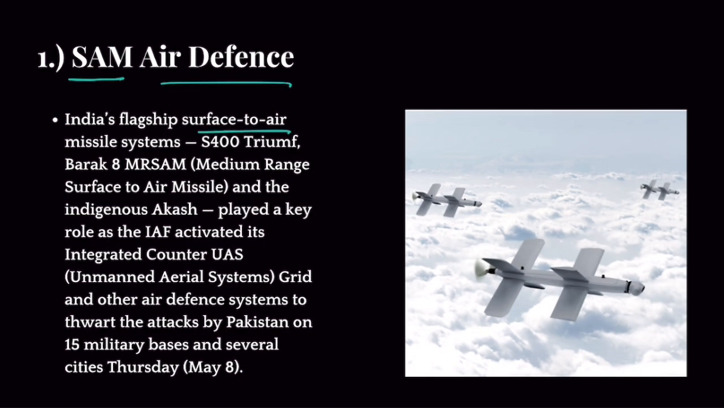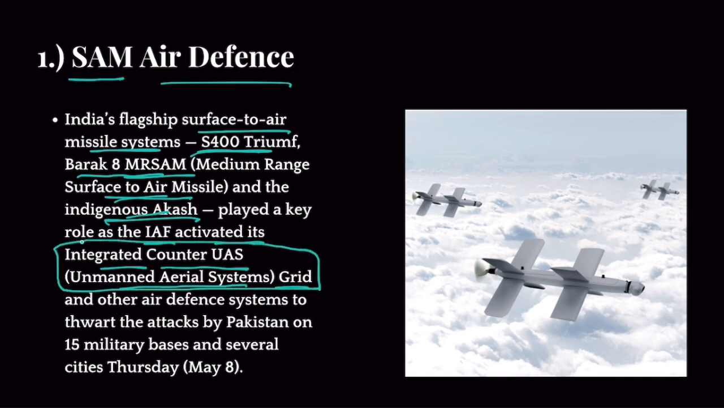India's flagship surface to air missile systems are S-400, Barak-8 medium range surface to air missiles, and Akash system. It is believed that India used these three missile defense systems to prevent Pakistani UAVs, that is drones, and fighter jets from entering India. It played a key role as the Indian Air Force activated its integrated counter UAS, unmanned aerial system grid. So, integrated counter UAS grid is the entire air defense system against drones. This grid contains S-400, Barak, Akash, and other air defense systems to thwart the attacks by Pakistan on 15 military bases and several cities Thursday.